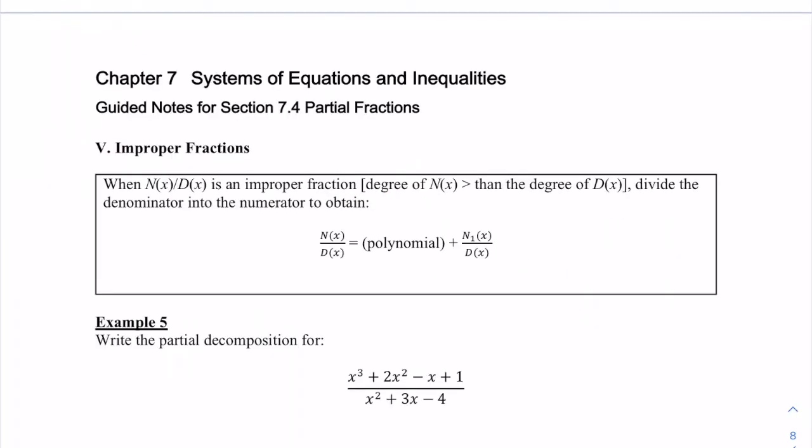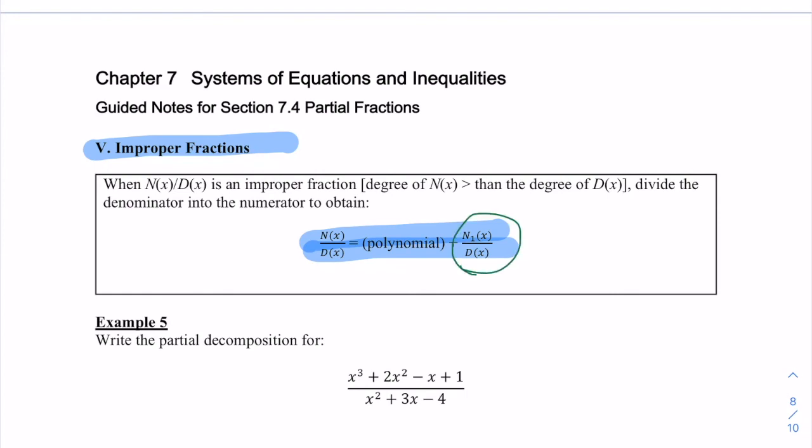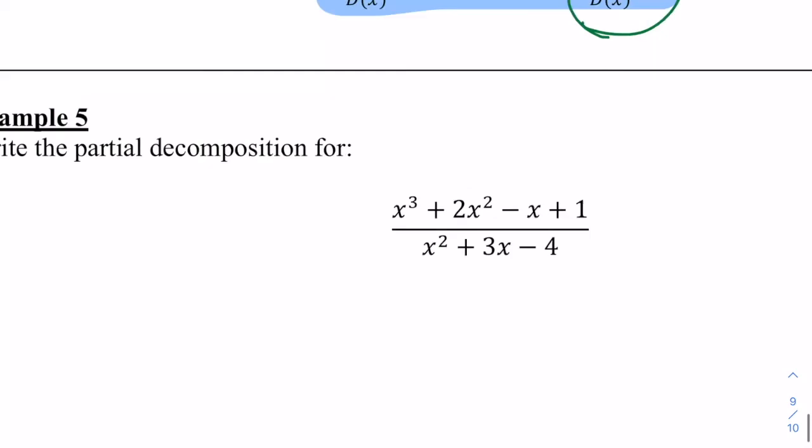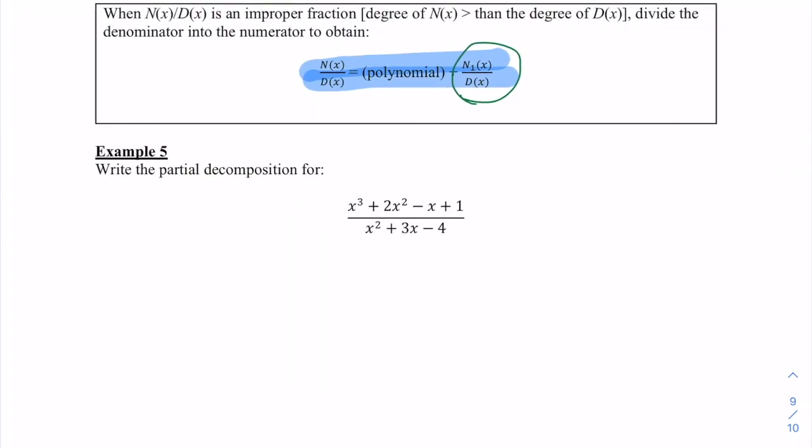Now for our last example, we have an improper fraction. Whenever you have an improper fraction, make sure to complete the long division. We want to make sure that we have a polynomial, and then we're only going to use partial fraction decomposition on that remainder over the divisor. Just notice the degree in the top is bigger, so that's why we're going to divide. So let's do some long division first.